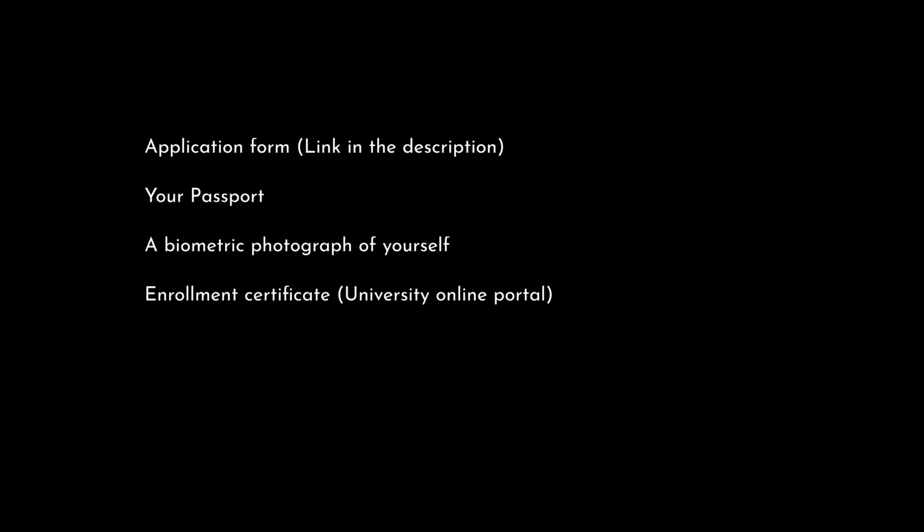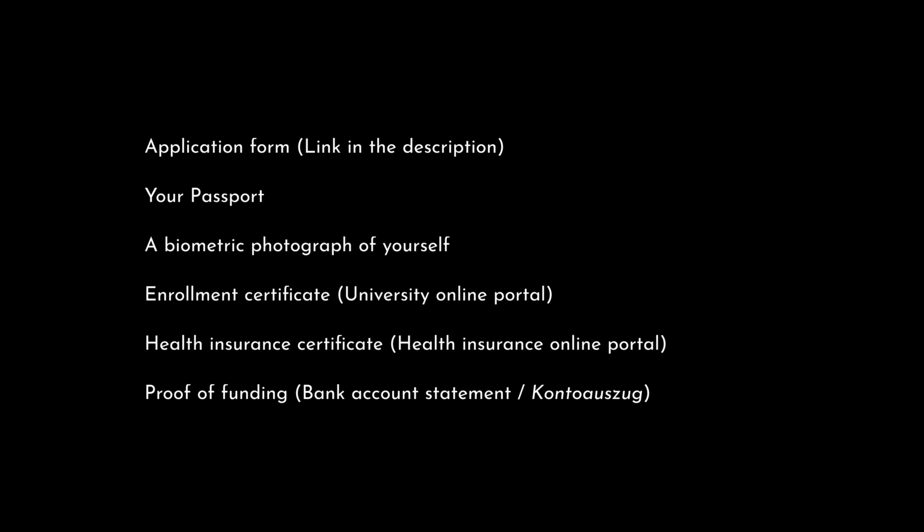Application form filled and signed. This can be found on the StädteRegion Aachen website, which is linked in the description. Your passport, a biometric photograph of yourself, your enrollment certificate, which can be found on your university's online portal, health insurance certificate, which can also be found through your health insurance online portal, proof of funding. In the case of most international students, this is going to be the bank account statement, which is also known as a Kontoauszug in German. And you'll also need to pay your fee for your residence permit, which can be either paid by cash or with your debit card.